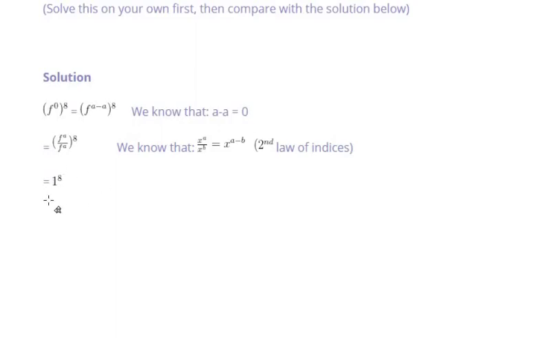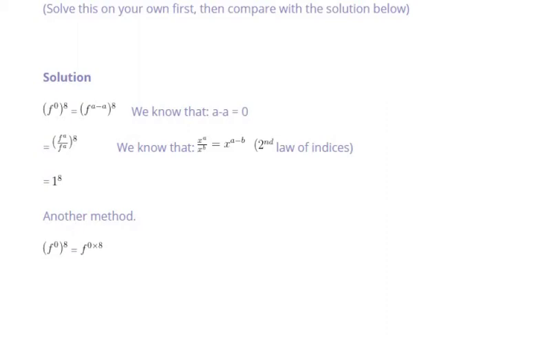Another way we could solve this to make it clearer: (f raised to power 0), all in parentheses, raised to power 8. From our previous questions, we told you that in such a situation it's simply 0 times 8, meaning (x raised to power a) in parentheses raised to power b is equal to x raised to power a times b. So in this case you have f raised to power 0 times 8.